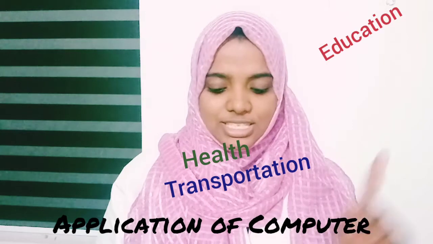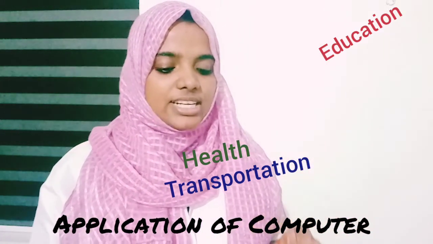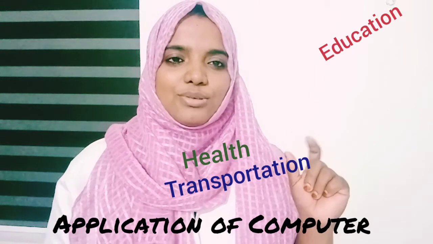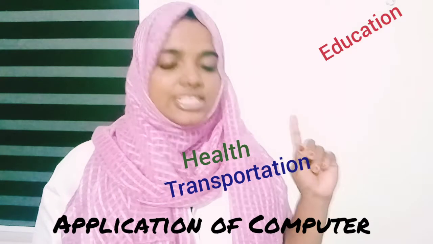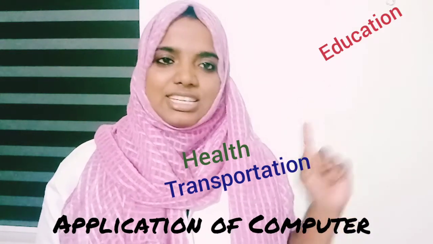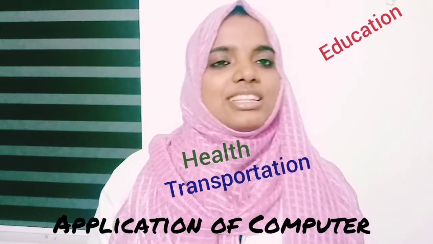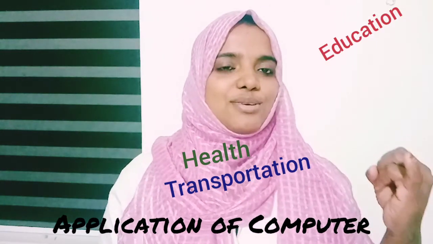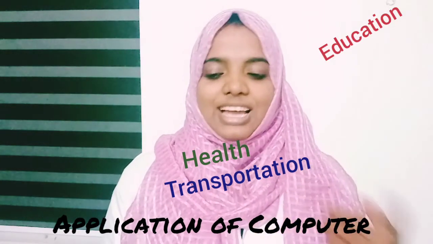You can see the picture here: security checking at the airport, then train time checking. Keep this picture in your mind, okay, children? The train time checking machine, it is a computer. Okay, children? And the third one is also over. Education over, health over, transportation also over.